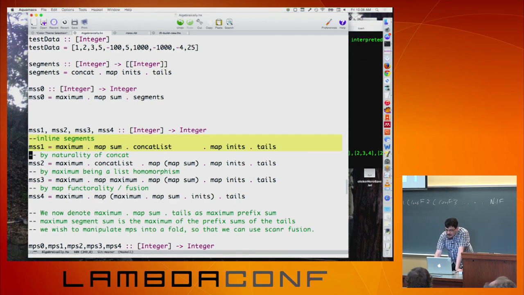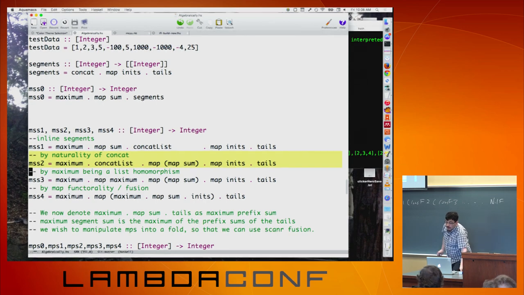The first thing we'll do is just inline the definition of segments, right? That's the equational reasoning we're used to. That's very simple. Then we're going to apply this naturality of concat that we started with. So we have map sum . concat, and we're going to replace this with concat . map sum, right? Now, that of course must work.